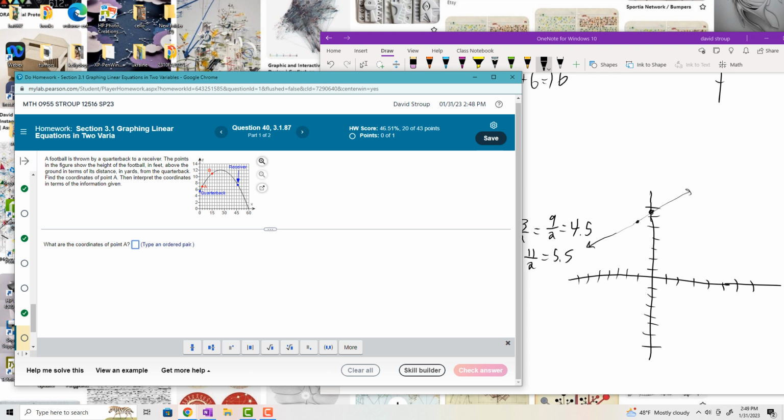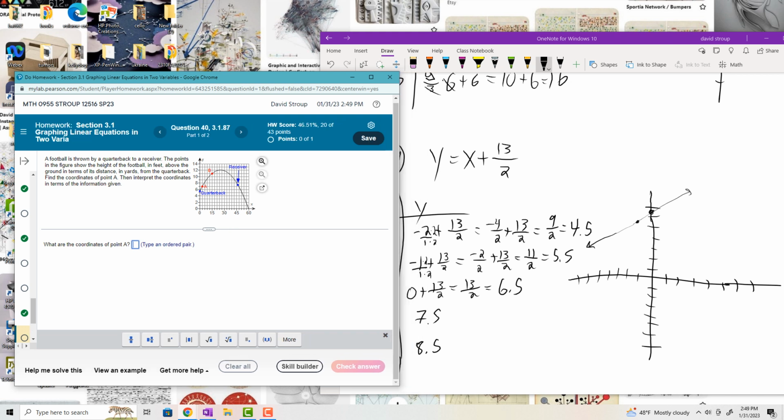Anyways, a football is thrown by a quarterback to a receiver. The points in the figure show the height of the football in feet above the ground in terms of distance in yards. Distance being from the quarterback. So find the coordinates of point A, then interpret the coordinates as you will.